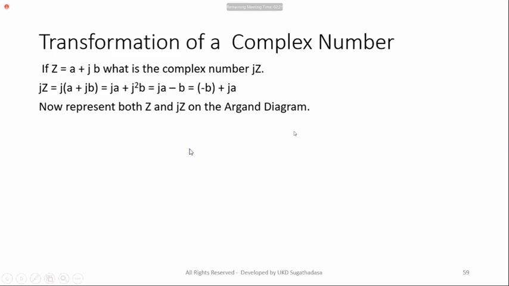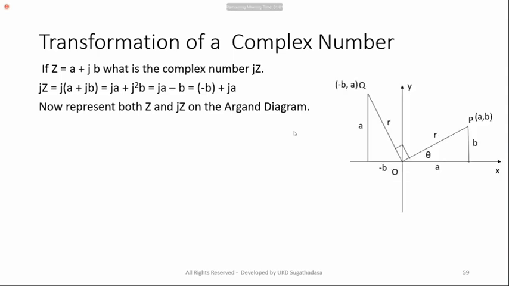Z equals a plus jb. What is the complex number? j is a normal symbol, square root of minus 1. Multiply, you get j squared b. j squared is minus 1. Then bring the minus 1, minus b first. Minus b plus ja. Very interesting because Z is a plus jb. So jZ is minus b plus ja.